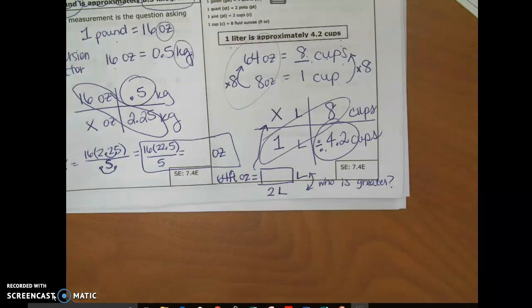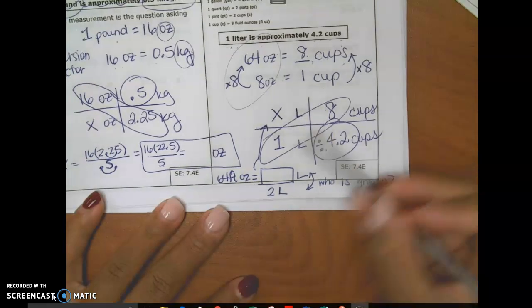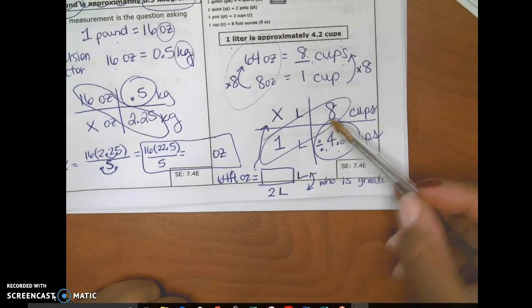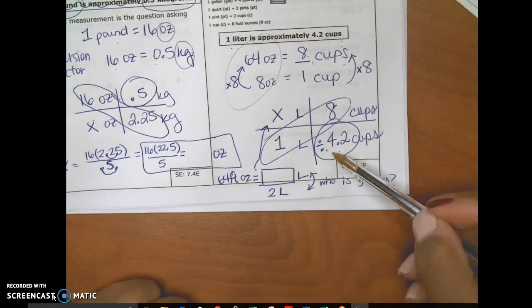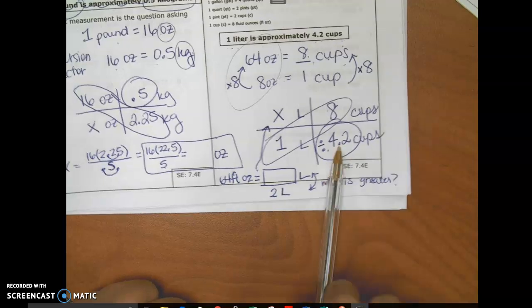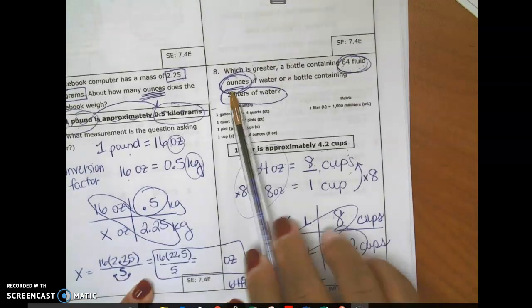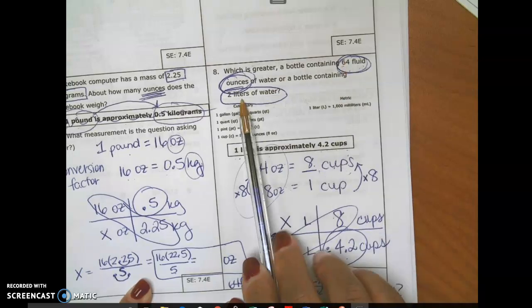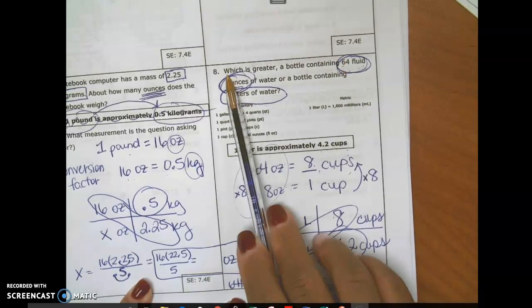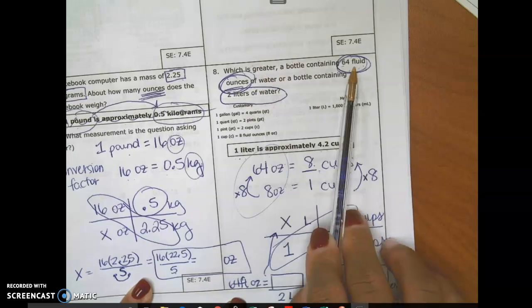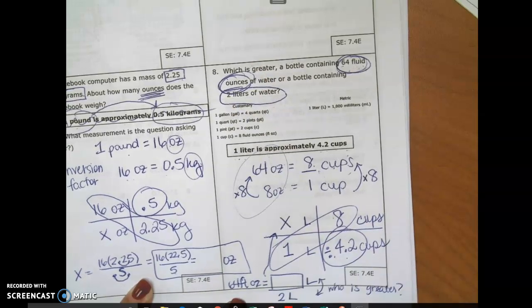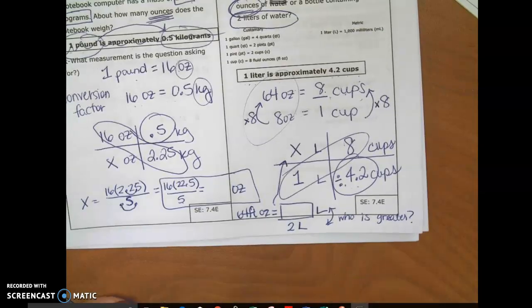Wait, what are we doing? Okay, we're cross multiplying and dividing. We're multiplying 8 times 1, then we're dividing by 4.2. Once we do that, I will know how many liters are in 64 fluid ounces. Then I can compare it to this 2 liters of water because they said which is greater, the bottle with the 64 fluid ounces or the bottle with the 2 liters. You're just comparing them, but you have to do some work in order to do the comparison first. Does everybody have this written down?